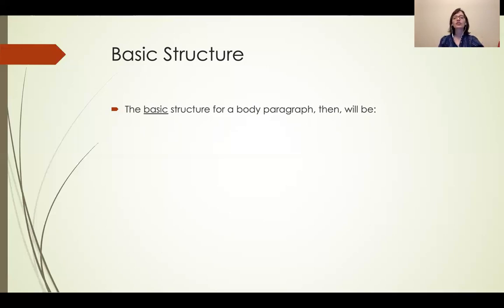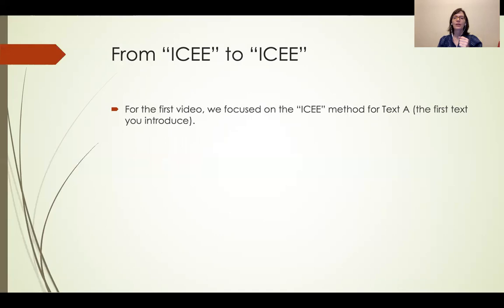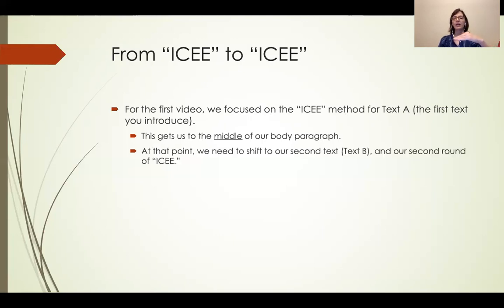The basic structure for the body paragraph, again, starts with that topic sentence, as we saw in the last video. Then we perform our IC method for text A, and then the IC method for text B. That's the basic structure. Through the course of this video, we're going to fill that structure in a little bit. In the first video, we focused on the IC method for text A, and that gets you to the middle of your body paragraph.